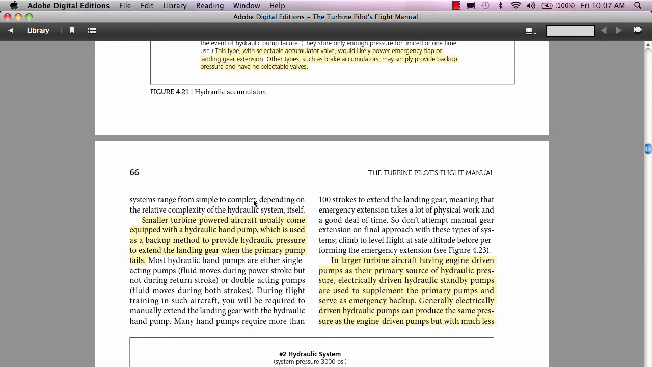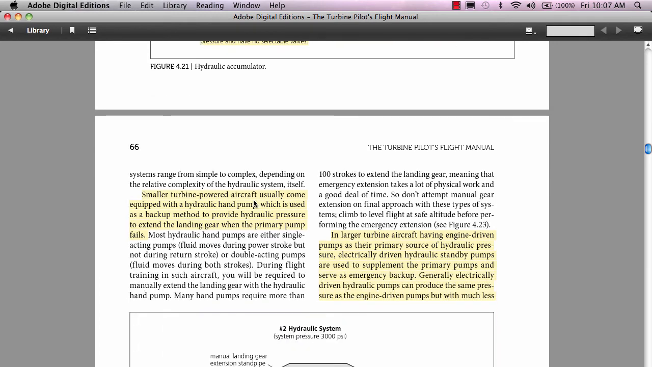Now he talks about smaller turbine-powered aircraft usually come equipped with hydraulic hand pumps. So this is your backup. You have a reservoir, and you have a hand pump that can use the fluid in the reservoir to activate the systems that you need on board.